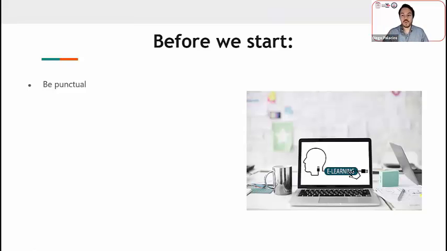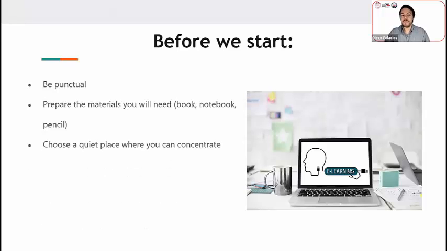So remember to always be punctual. First of all, super important to be punctual, junior 7. Remember to prepare the materials that you will need. For example, your book, your notebook, or a piece of paper, and a pencil to write with. Also, remember to choose a quiet place where you can concentrate, okay? If there's too much noise, it's very difficult to concentrate. So choose a quiet place.